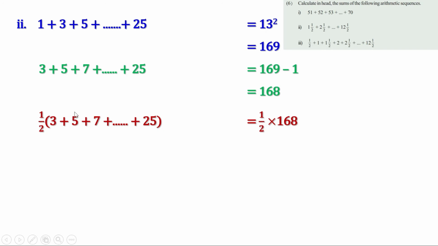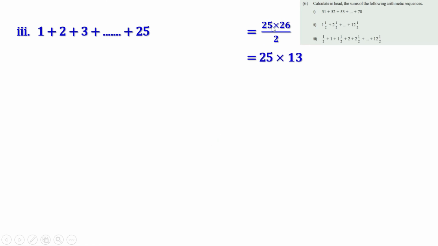This is 1 and a half plus 2 and a half plus 3 and a half up to 12 and a half. And this is 84. That means 1 and a half plus 2 and a half plus etc. plus 12 and a half equal to 84. Now the third part, let me take the sum of the first 25 natural numbers. We know it is 25 into 26 by 2, or that is equal to 25 into 13, that is equal to 325.